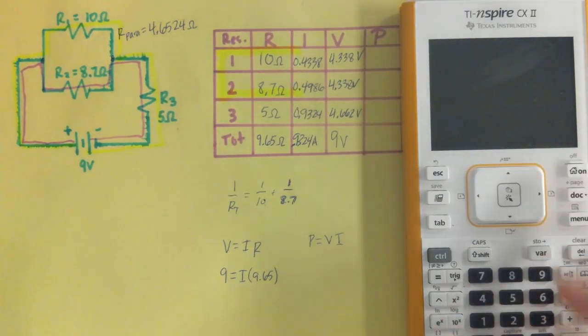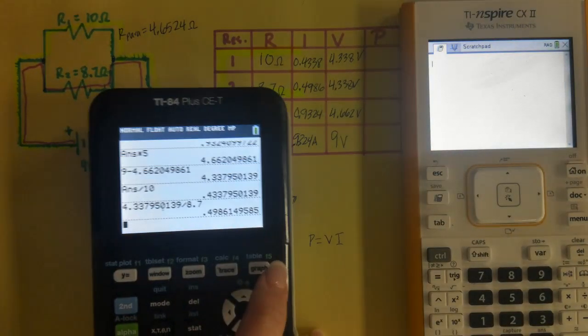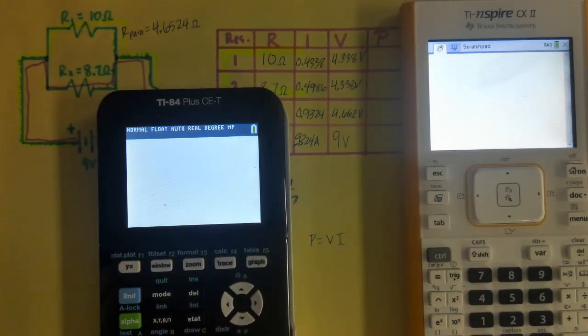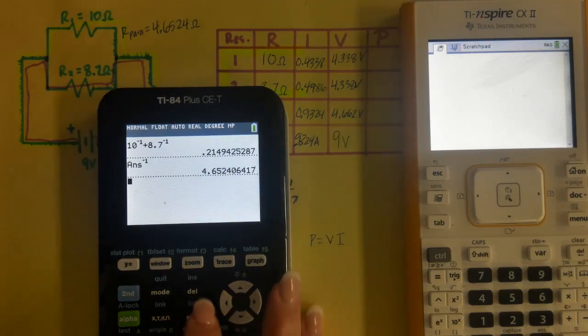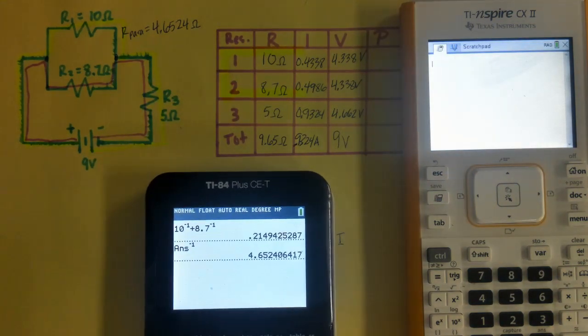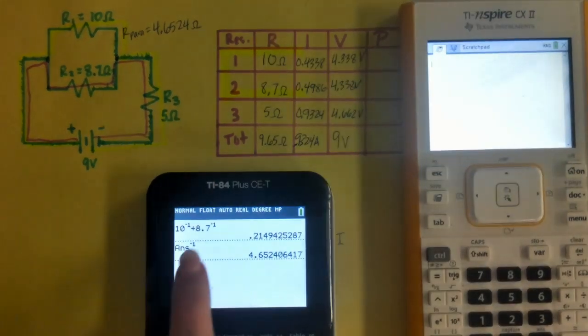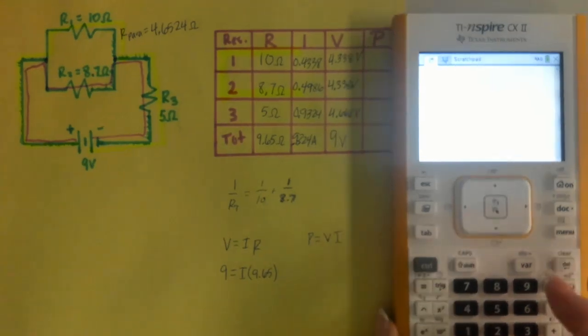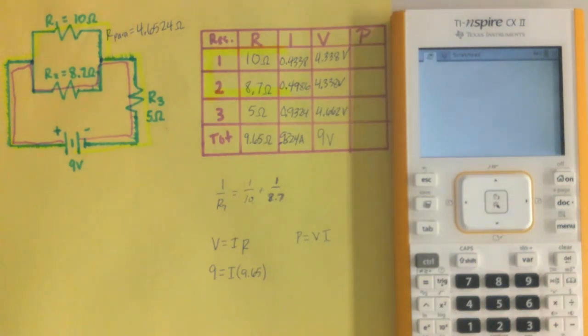The equivalent resistance part of this is the part that I find so much easier on the 84, because again, remember, we were able on this one to do 10 to the negative 1 plus 8.7 to the negative 1, and then just take the inverse of our answer. And that's how we got that first value, the equivalent resistance right here. Okay, and this is super quick.